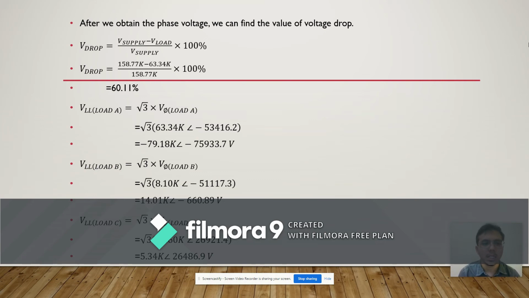For the load A, I get negative 79.18K degree of 75933.7 voltage. And for the load B, I get the 14.01K degree of 660.85 voltage. And for the load C, I get 5.34K degree 26 degree of 26486.9 voltage.